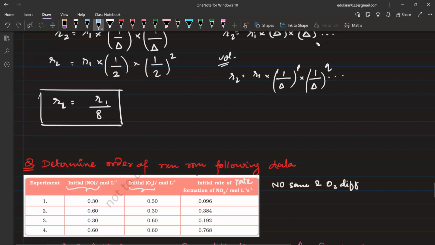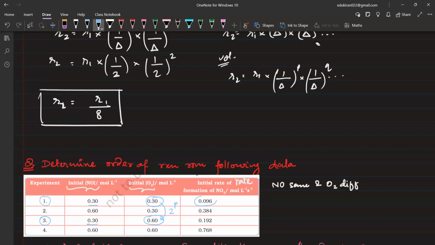So in experiment 1, NO is 0.30. In experiment 3, NO is 0.30. What is happening to the concentration of O2? It doubled. So it doubled, and there will be some power on it. Let me assume P. Whatever change, to the power, as we did earlier. So write 2 to the power P.